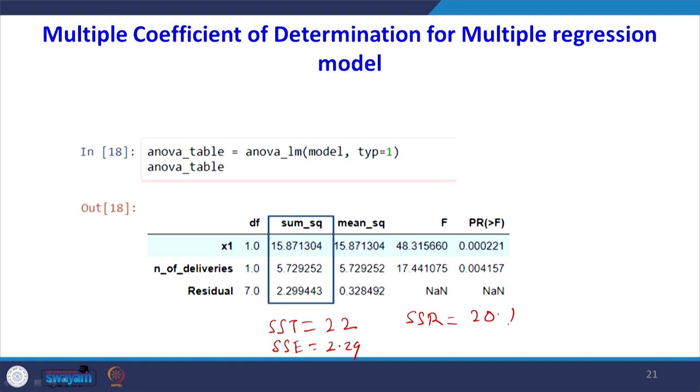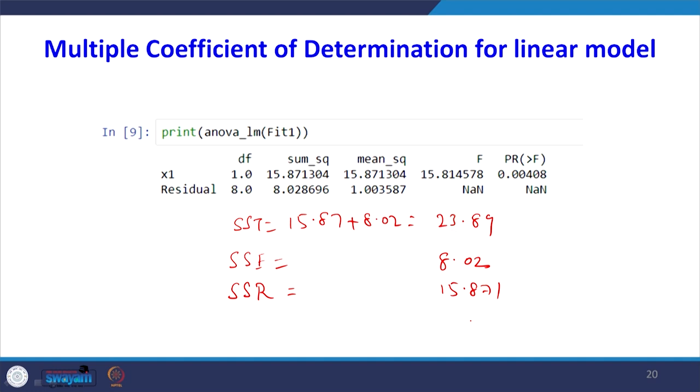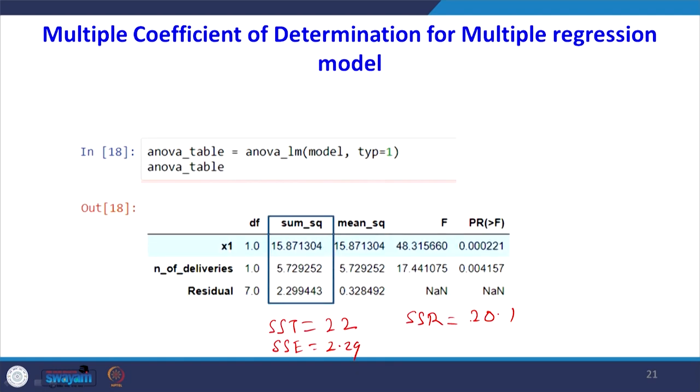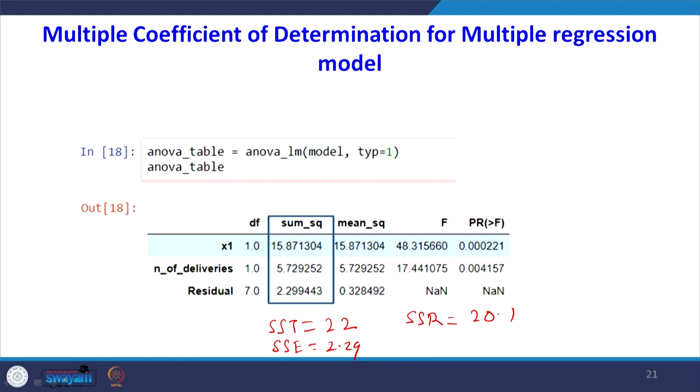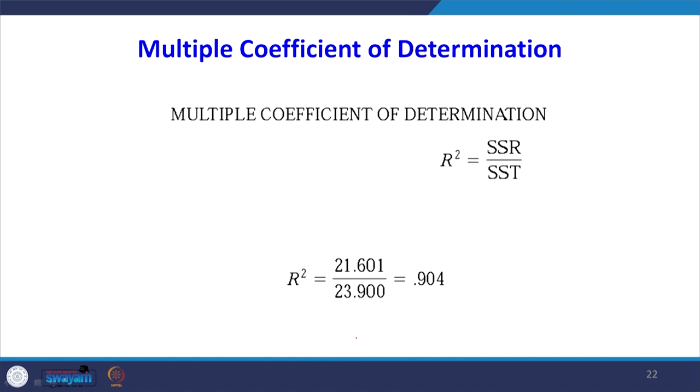So, what is happening when you introduce a new variable? The value of SSR increases to 20. Previously, with only one independent variable, SSR was 15. So after introducing a new variable, 5 units of variance are added. And previously the error term was 8.02; now the error is reduced to 2.29. That is the advantage of using more independent variables: we can have a more accurate model.